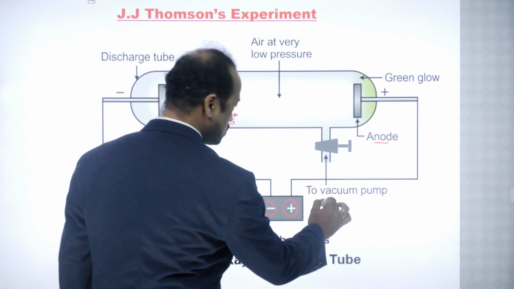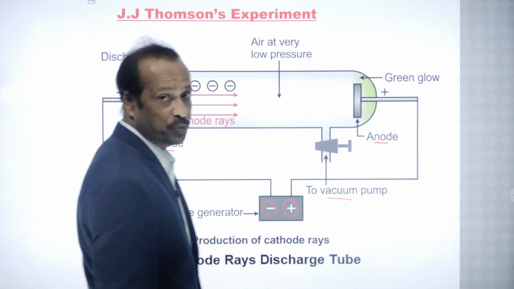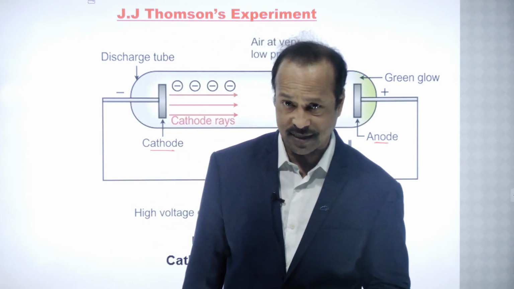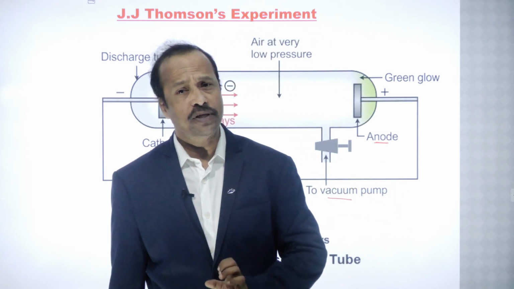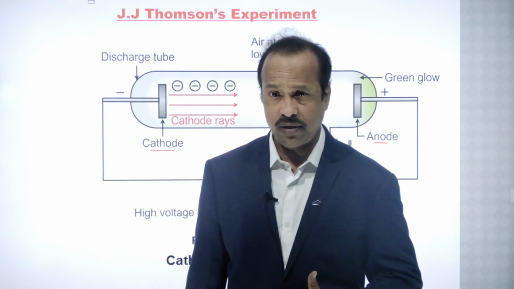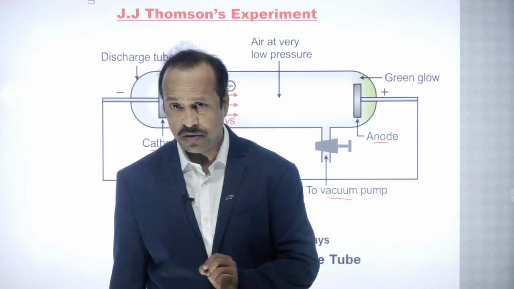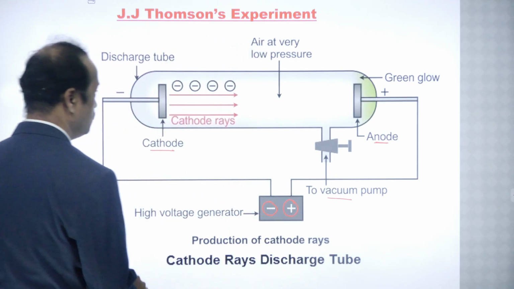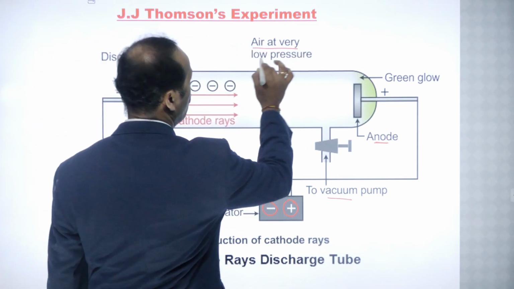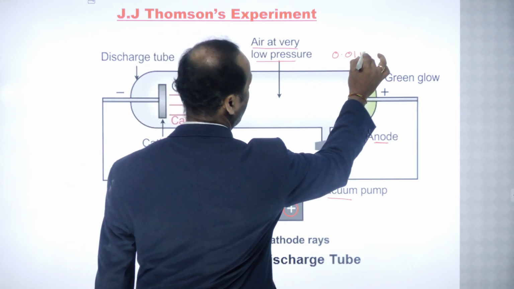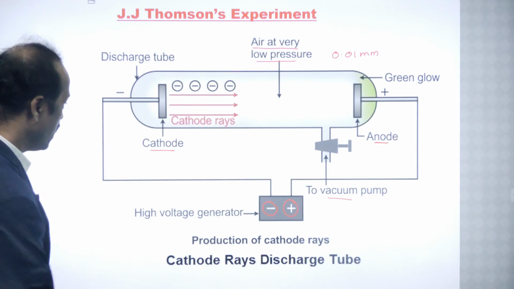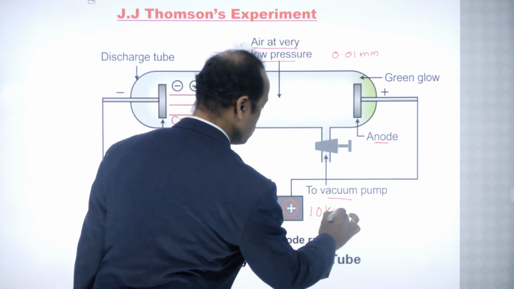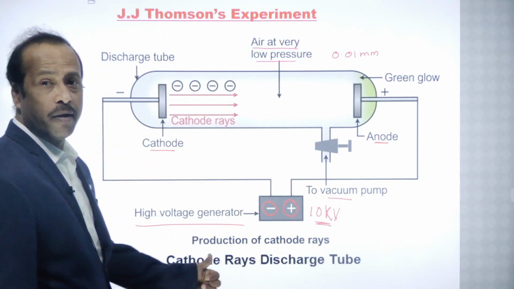And there is one vacuum pump. This vacuum pump is fixed here to remove the air from the discharge tube to maintain a low pressure inside, right? The pressure is maintained very low in terms of mercury barometer, about 0.01 mm pressure. And here a high voltage, approximately 10 kilovolts, that means 10,000 volts or above, is maintained.